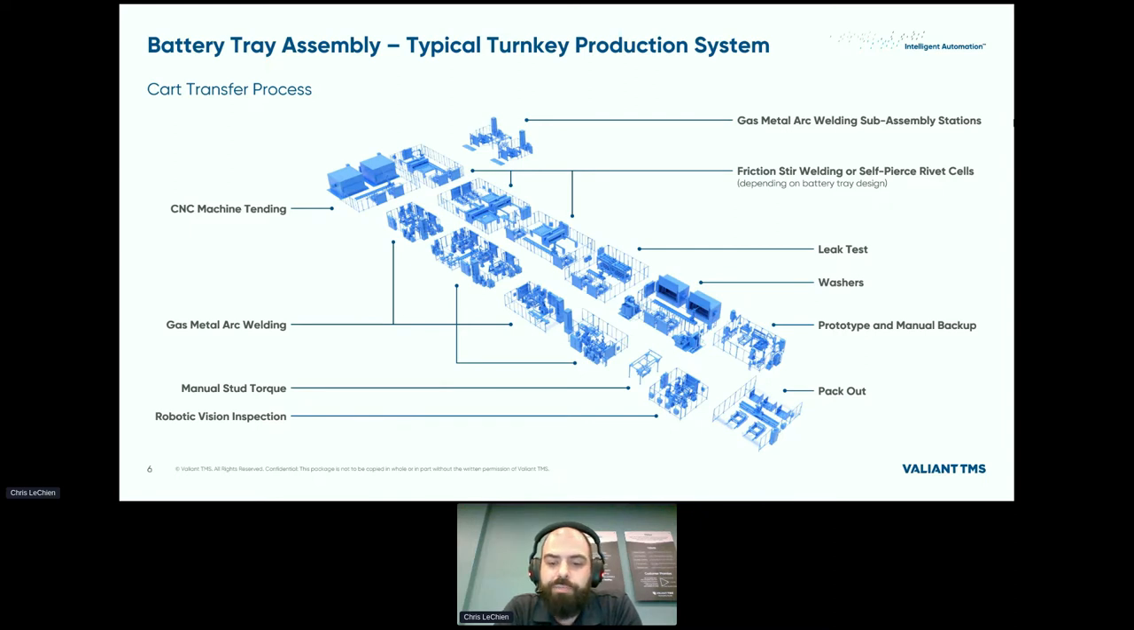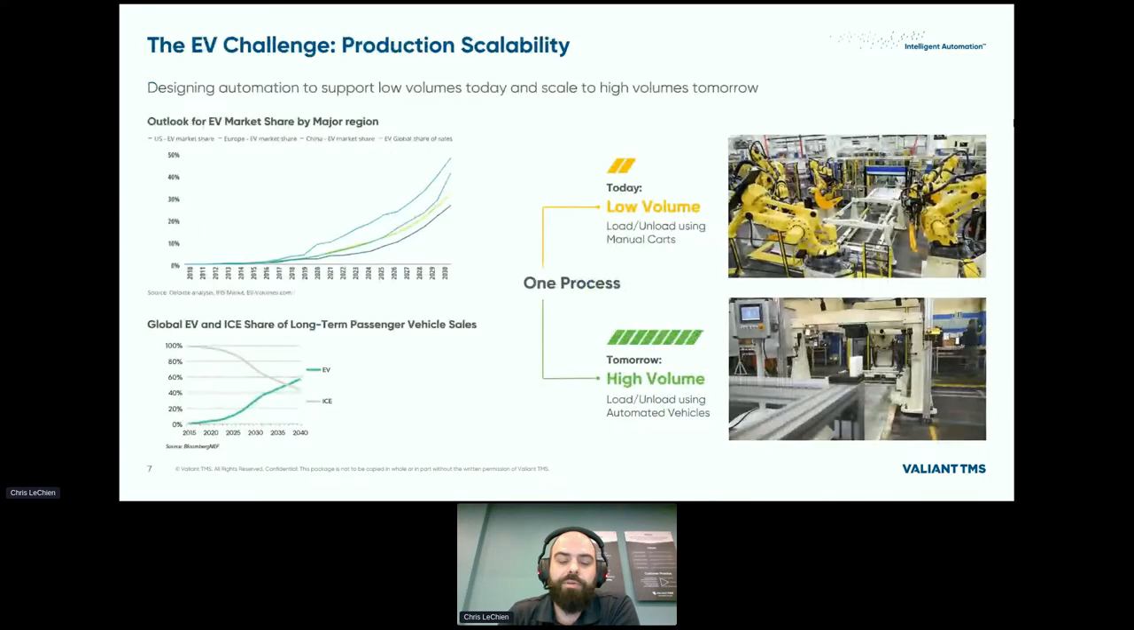This allows a decent amount of flexibility in floor space allocation, and it also allows different processes to be added in. But obviously, there are some issues with having people moving carts around all day long. There's only so fast that people can move, they can only deal with so much weight, and it's difficult to scale up from here, because you can't just add more people. But there are solutions to that when we start talking about scalability.